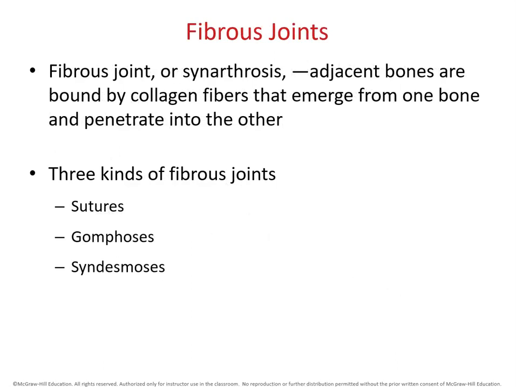So another name for fibrous joints is synarthrosis. Synarthroses are formed between adjacent bones, and they're bound together by collagen fibers. And those collagen fibers come from one bone and penetrate into the other. And we have three separate types of fibrous joints. We have sutures, gomphosis, and syndesmosis.